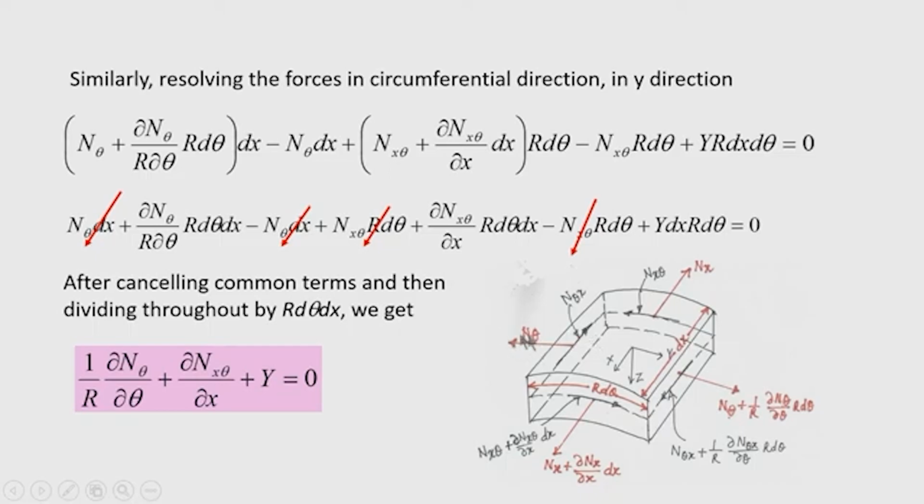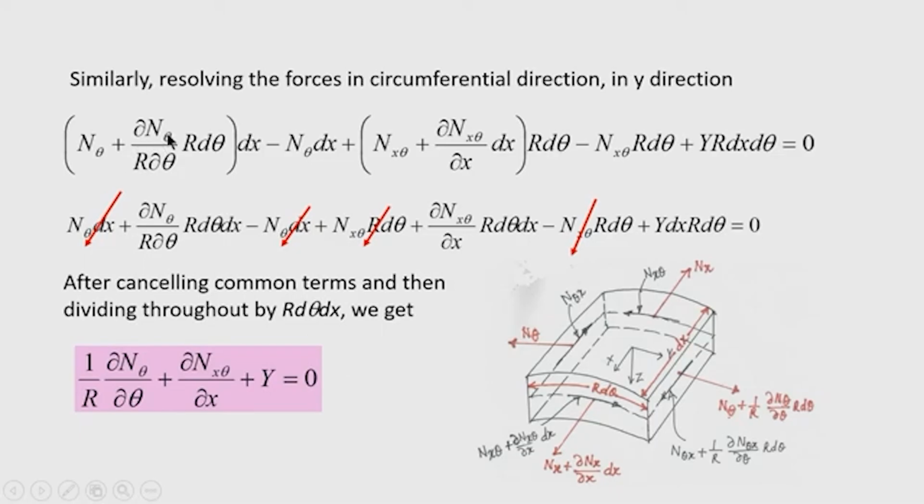One is n theta that is acting here, and in the opposite direction n theta plus 1 by r del n theta by del theta into r d theta. Then the other forces in the y direction are n x theta that you are seeing, and here you are seeing n x theta plus del n x theta by del x into dx. Okay. Now, establish the equilibrium. So, equilibrium will be established here.